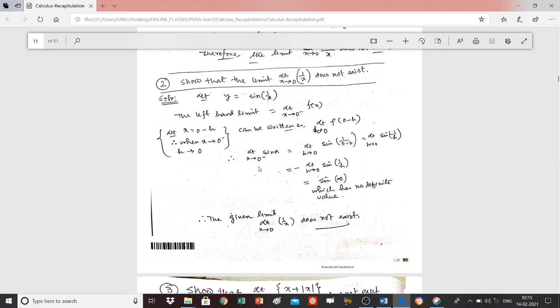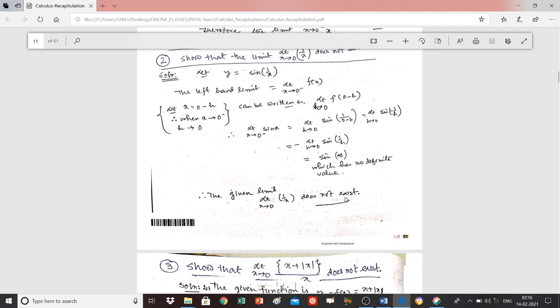So this limit can be represented as the limit as x tends to 0 minus of sin 1 by x. You know that f(x) is sin 1 by x, that is equal to the limit as h tends to 0 of sin of 1 by 0 minus h, that is equal to the limit as h tends to 0 of sin of minus 1 by h. So that is equal to minus the limit as h tends to 0 of sin 1 by h, and from here you know that if you use the value of h equal to 0, then it is sin infinity. Therefore the given function y is equal to sin 1 by x is not definite. It does not have a finite value. So the limit of the given function does not exist.